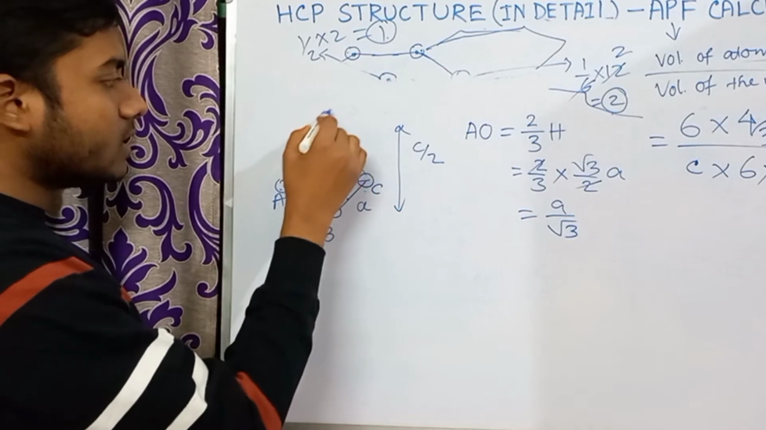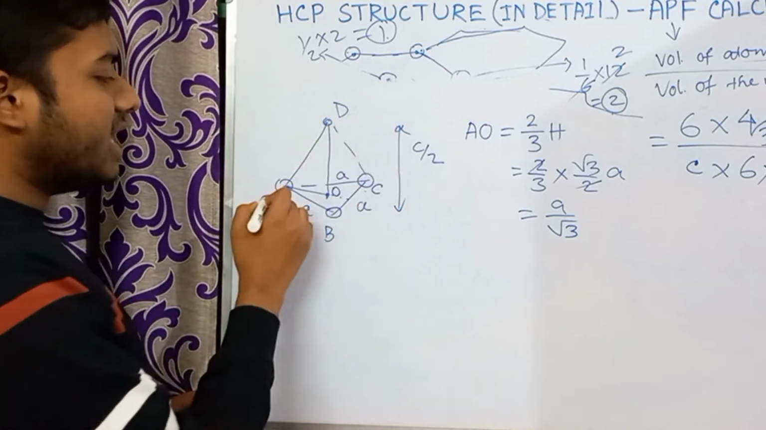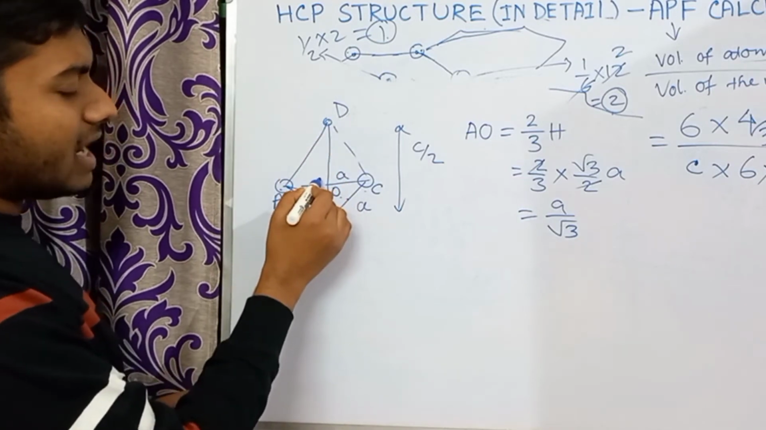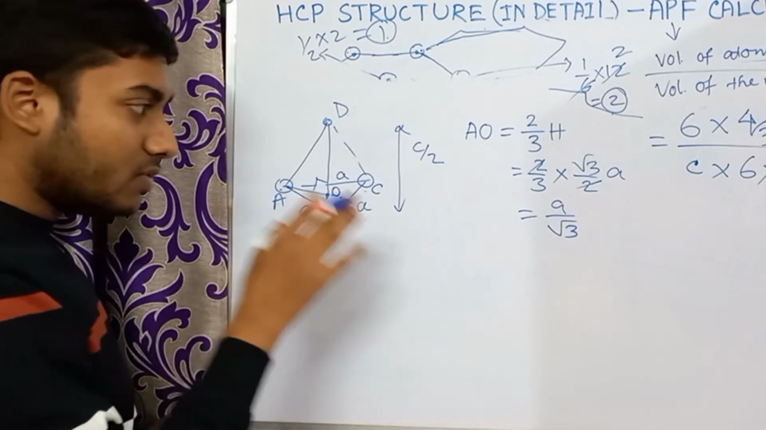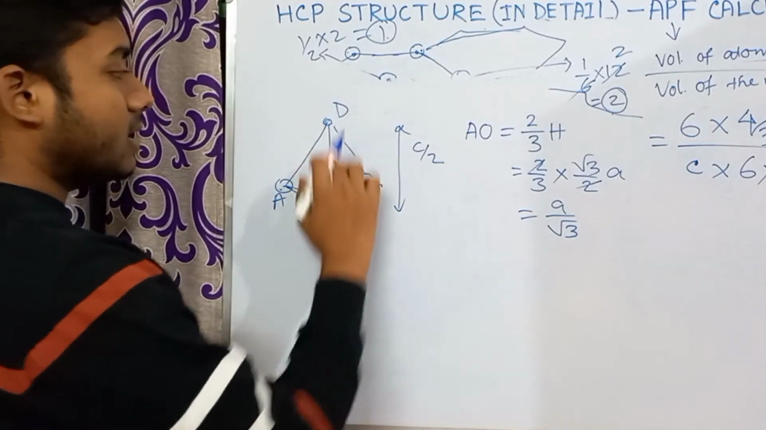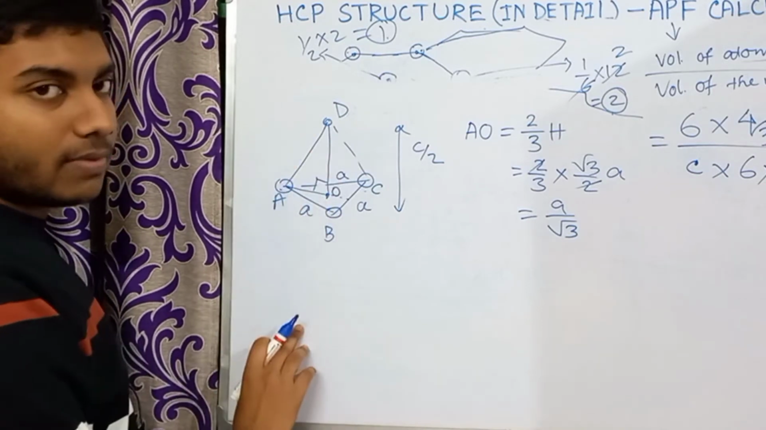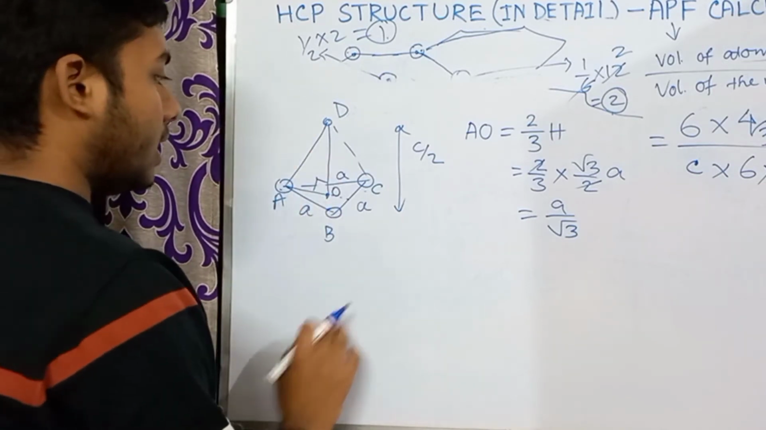Now from this triangle, suppose this is our D point. So DAO, from this triangle you can understand that this angle is 90 degrees. So using the Pythagoras theorem, I can say that OD square plus AO square is equal to AD square.